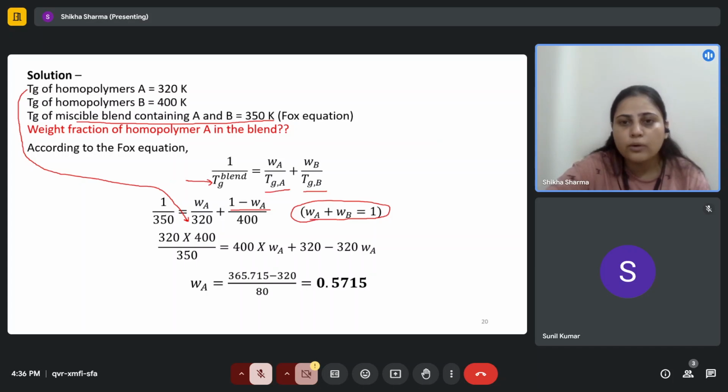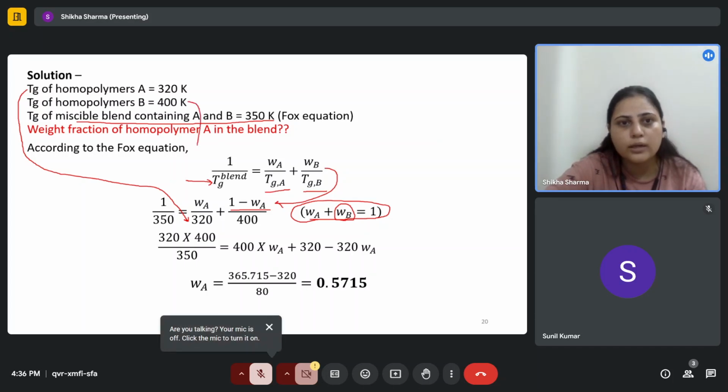So in place of WB, which is the weight fraction of the homopolymer B, we can put 1 minus WA. And we divide by the glass transition temperature of the homopolymer B, which is given as 400 Kelvin, right? So we can put 400 Kelvin here, and we just need to simplify this.